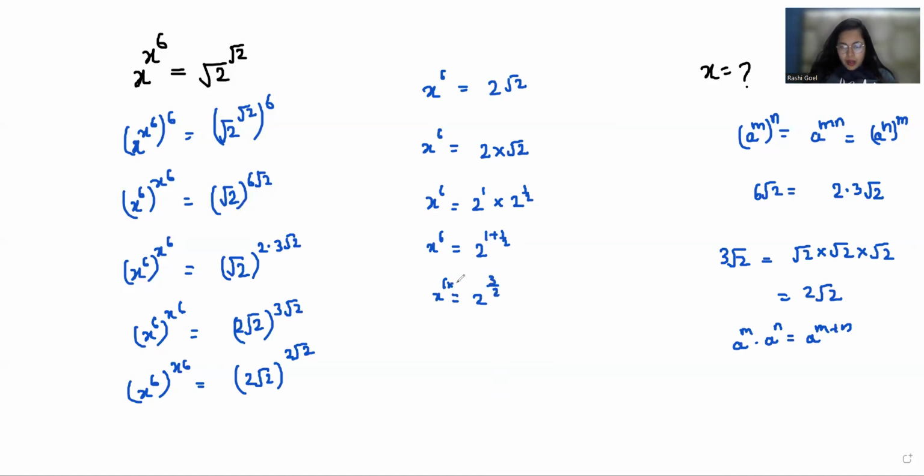Now I'm going to raise both sides to the power 1 by 6. So x is equal to 2 power 1 by 4, or x is equal to fourth root of 2. So the value of x is positive fourth root of 2 or negative fourth root of 2.